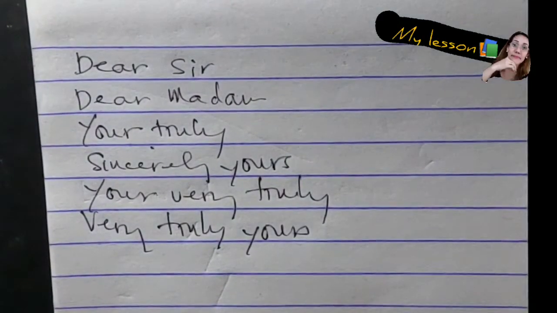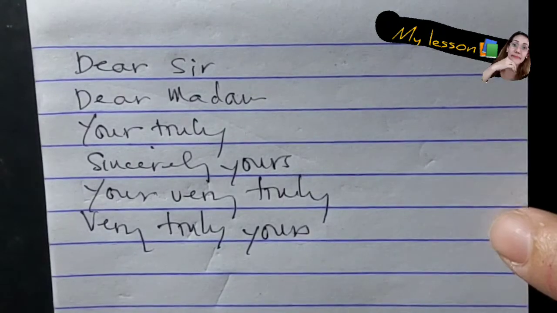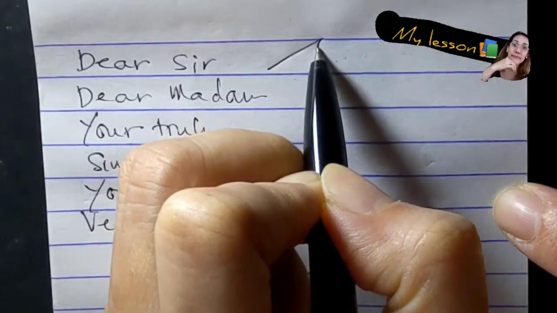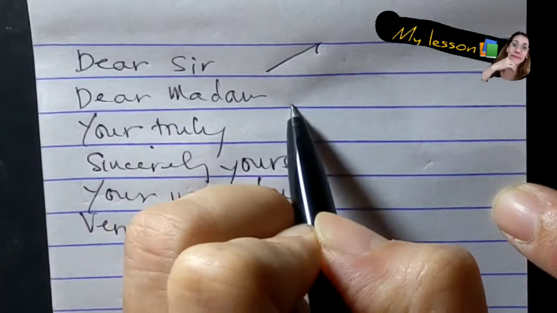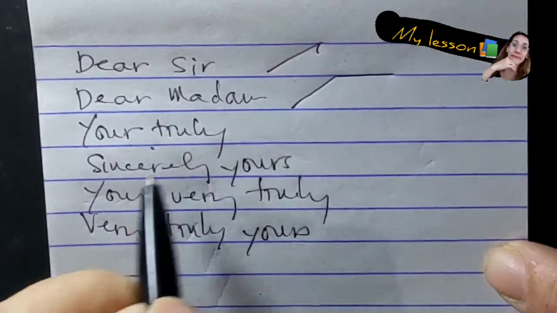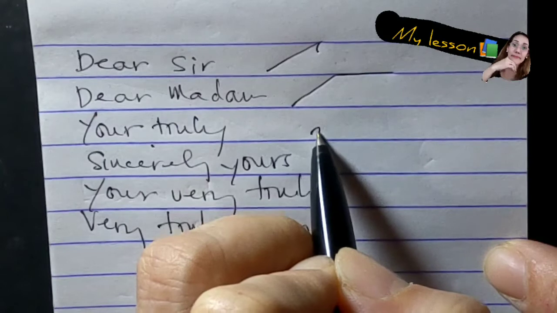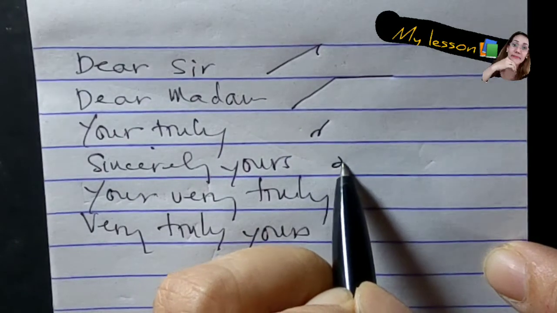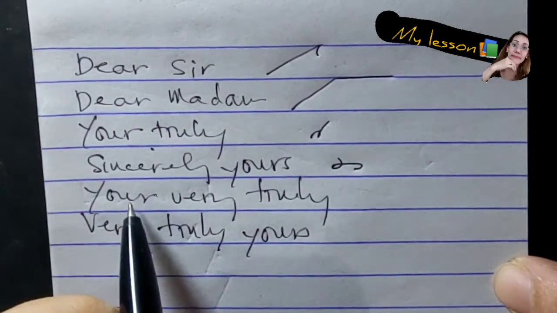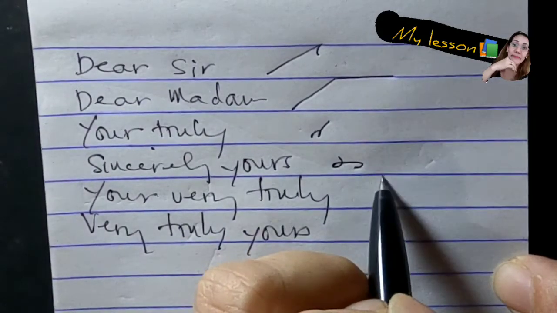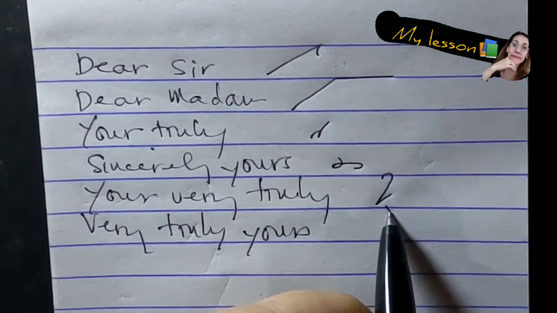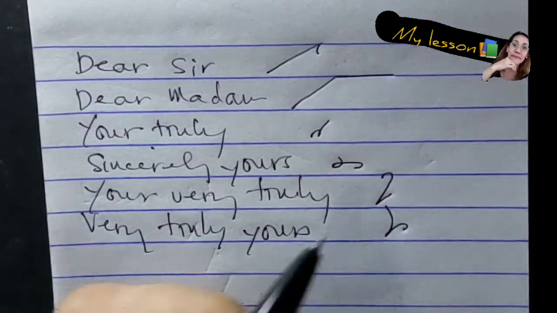Okay, so for common letter salutations and closing. So this is the stroke of Gregg Shorthand. Okay, so dear sir, d, s. Dear madam, d, m. Yours truly, o, t. Sincerely yours, s, e, n, u. Yours very truly, o, v, t. Very truly yours, v, t, o.